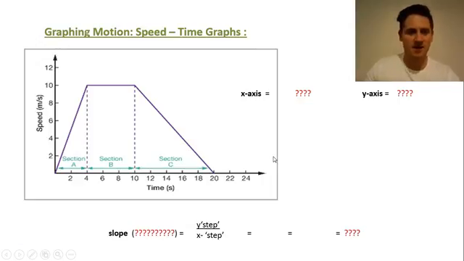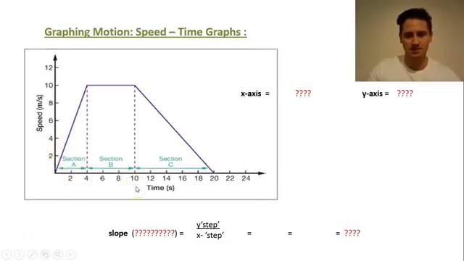Okay, so for the next section of the video, I just want to look at graphing motion and looking at a speed over time graph where you're calculating the acceleration based on the gradient. Okay, so here we've got a speed over time graph. As we just looked at previously, section A would be acceleration because the object is increasing in speed over time. Then we've got a flat line here which would indicate constant speed, and then decreasing during section C, which would be deceleration.